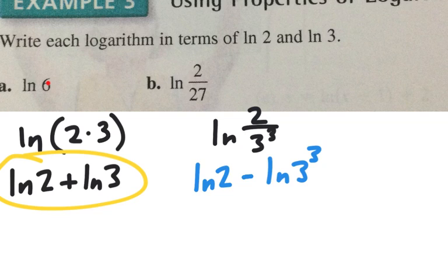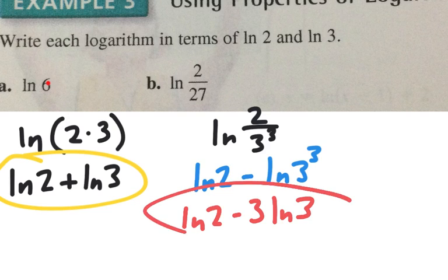Okay? Now, I'm still not finished because I have a power of 3 that I cannot have. I can rewrite the power as multiplication out front. So this becomes the natural log of 2 minus 3 times the natural log of 3. Now my answer is in terms of natural log 2's and natural log 3's.